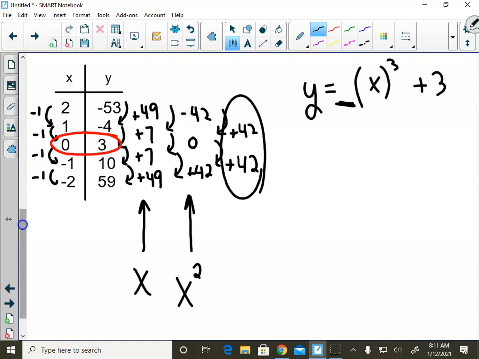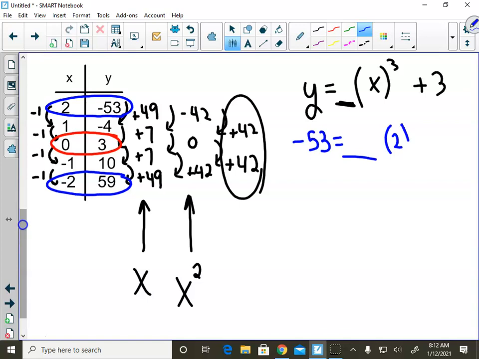We're going to pick a number and substitute it in. When you pick a number, you want to try to pick one of the ones furthest from 0, just because it gives you a little more clarity. So we'll use x is 2 and y is negative 53. We'll put in our negative 53 here for y. Again, we don't know what's going here, but we know this is going to be 2 to the third power plus 3.